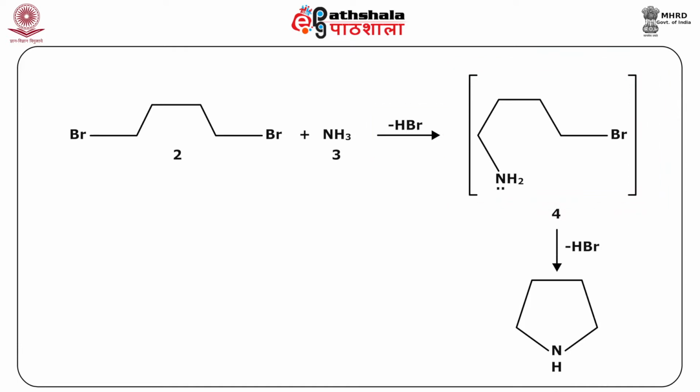In the step 2, the compound so formed above, that is 4-bromobutan-1-amine, undergoes cyclization via an intramolecular nucleophilic displacement to give the compound 1. The amine group with the lone pair again attacks the second carbon atom with the bromo group attached to it with the loss of HBr leading to the cyclization.